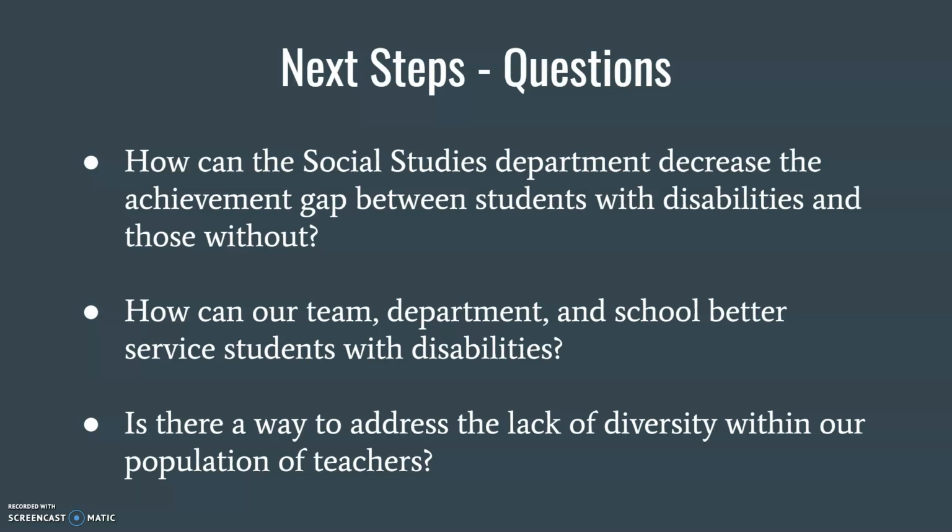So what are the next steps? Here I've identified 3 questions to get the conversation started within our team. So, how can the Social Studies Department decrease the achievement gap between students with disabilities and those without? How can our team, department, and school better serve students with disabilities? And is there a way to address the lack of diversity within our population of teachers?